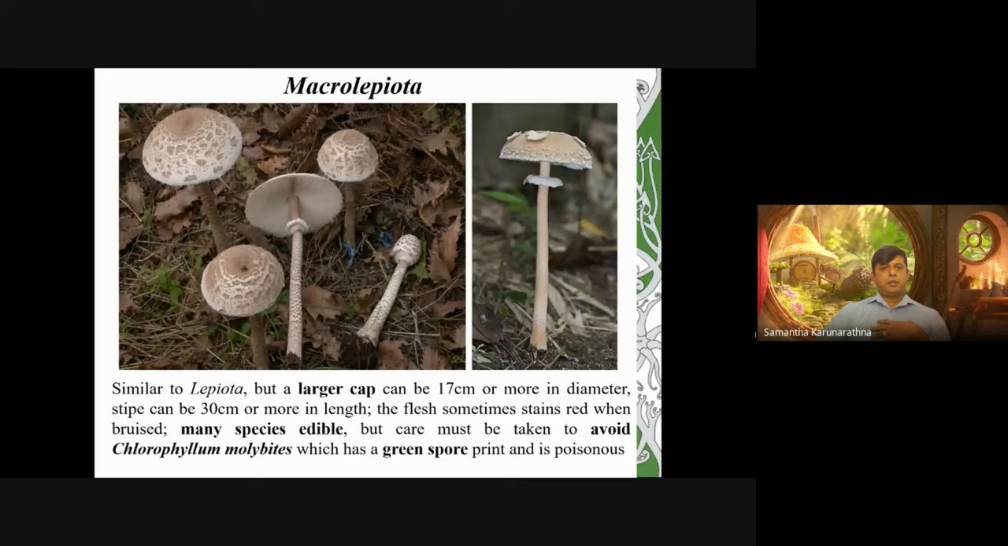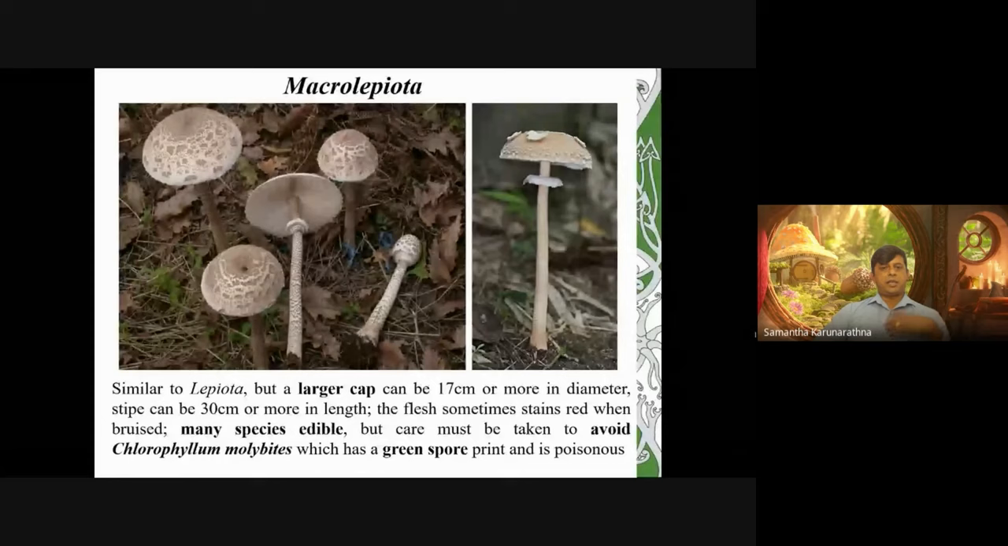This is Macrolepiota. This genus is very close to Lepiota. Macro means big, so these mushrooms are bigger than normal Lepiota. That's why we call them Macrolepiota. The gills are white, and also the gills are free. Some can even have a cap of 17 centimeters, and the stipe can be 30 centimeters long. So you can see they are very big. And many species are edible.